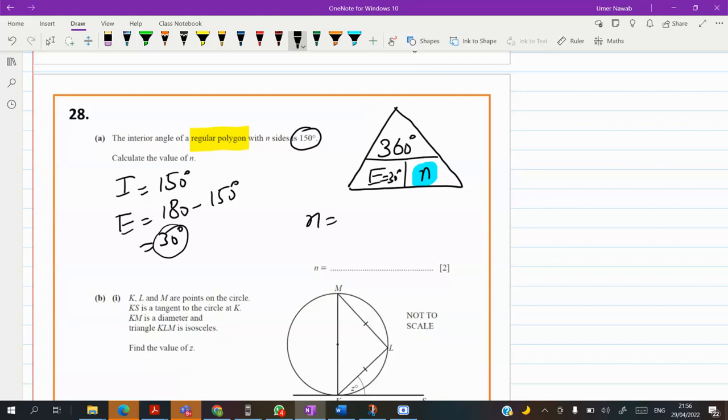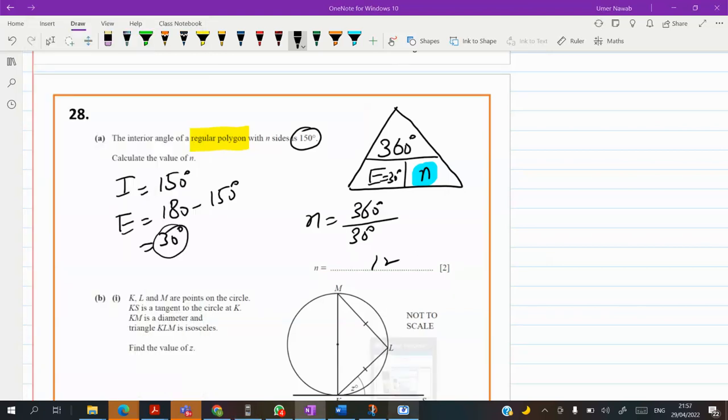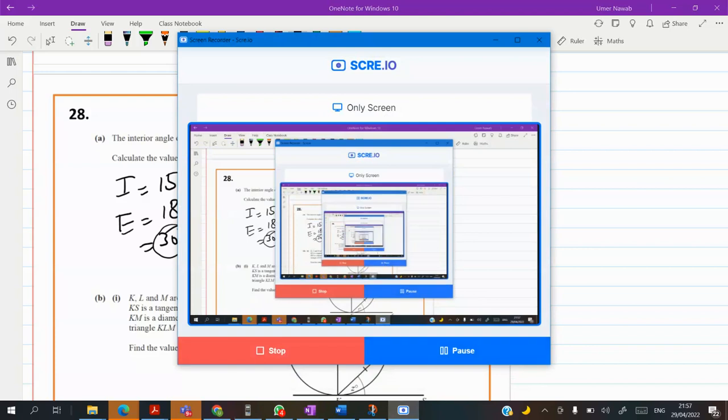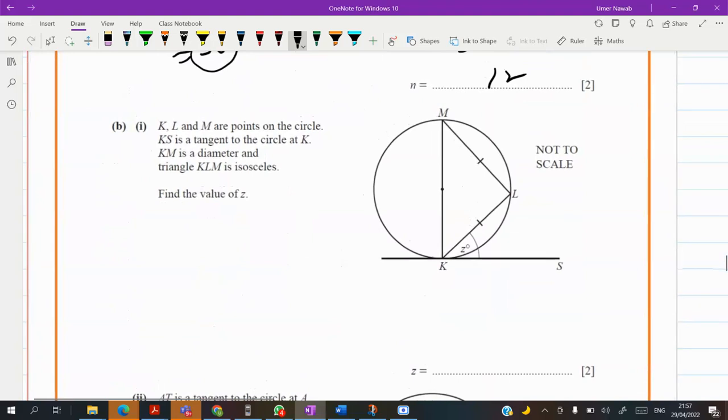So I want to find the number of sides. So 360 divided by the exterior, which is 30 degrees. Let me do the division. 360 divided by 30 gives us 12. Yes. Now we have this B part.